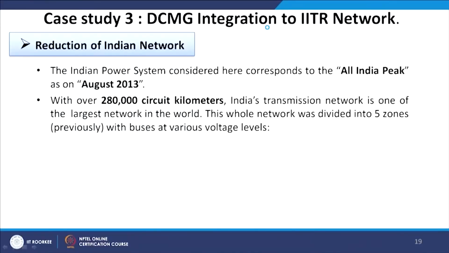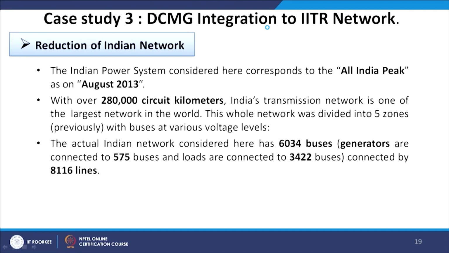Now, we have considered the all India peak of 2013 during the month of August, and we found that there were over 280,000 circuit kilometers of transmission network in 5 zones, and truly the Indian network had 6,034 buses, out of which 575 buses had generators and 3,422 buses had loads, and altogether there were 8,116 transmission lines, and simulating such a huge network having 6,000 buses was impossible.